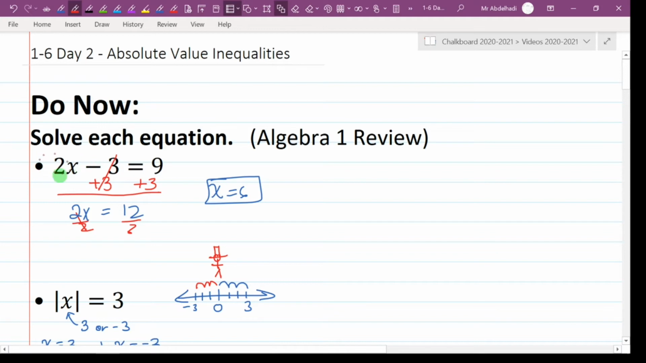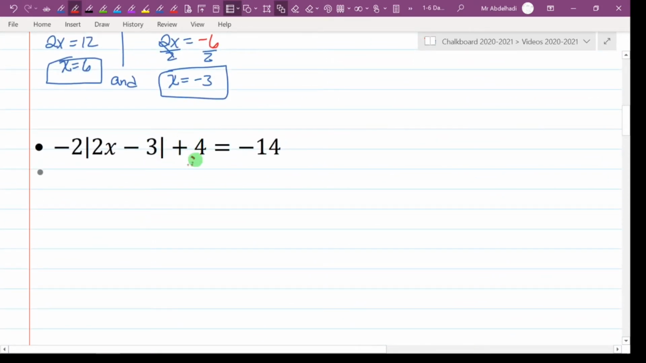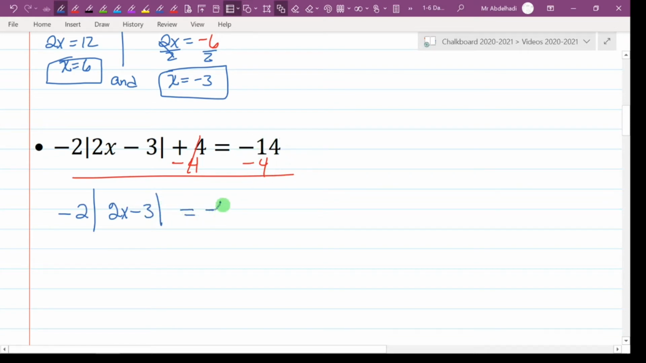So we add first, divide second, reverse PEMDAS. Well, here we're going to do the same thing. We're going to subtract this 4 first from both sides. And now we have the negative 2 times the absolute value of 2x minus 3 equals, and that's going to be, they're both negative, so add them together, use the common sign, negative 18.